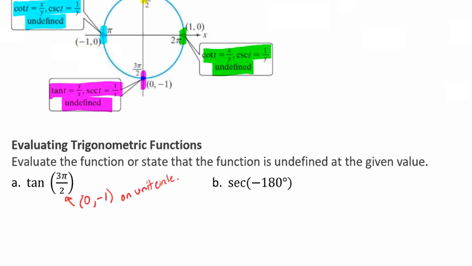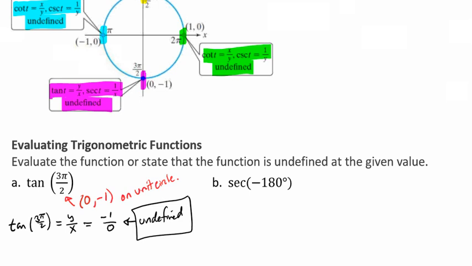And because we know that the tangent of 3 pi over 2, tangent is really our y over our x. So if we take those points and we stack them, we get negative 1 over 0, which is going to give us undefined. So here we see that we are undefined at this place.